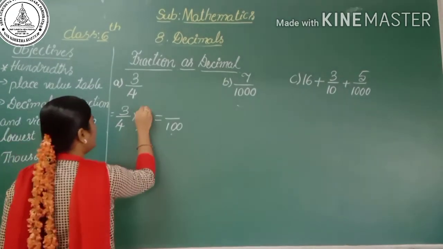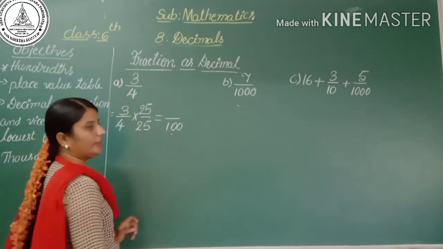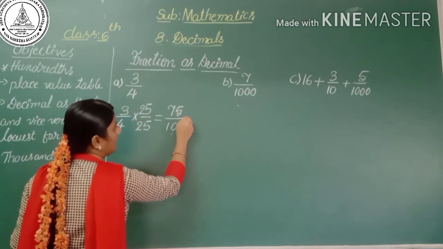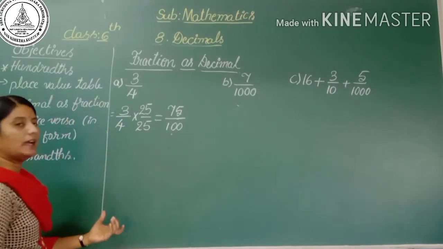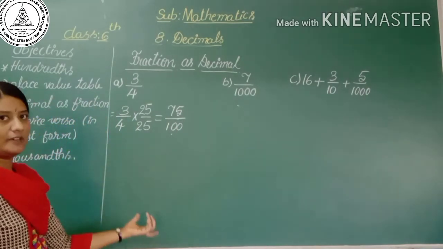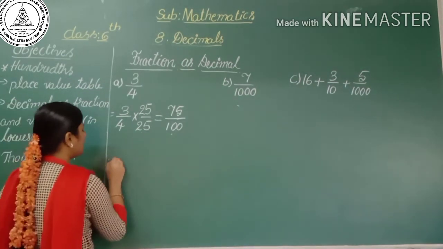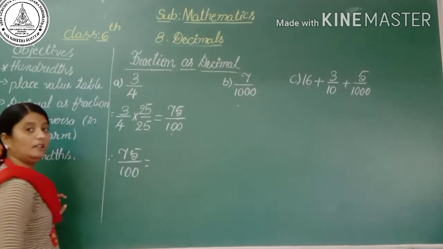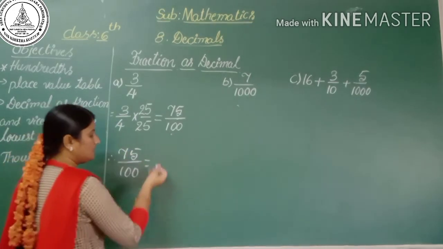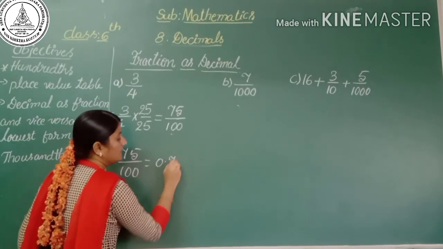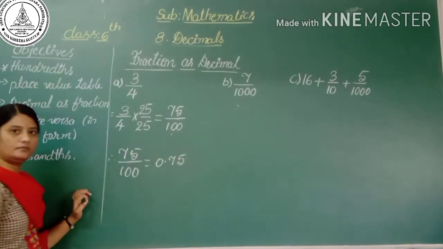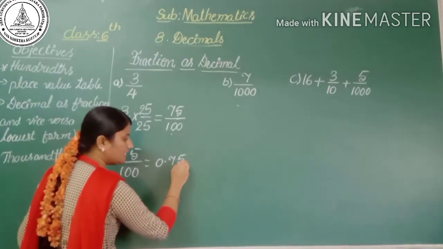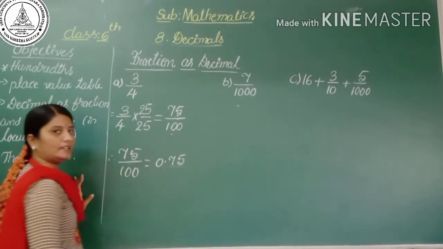Okay, then multiply the numerator by 25. 3 25s are how much? 3 25s are 75. Right? So now 75 by 100 is the decimal fraction. Therefore 75 by 100 can be written in decimal form. So 75 hundredths we can write as 0.75. It is 75 hundredths because the last place is hundredths.